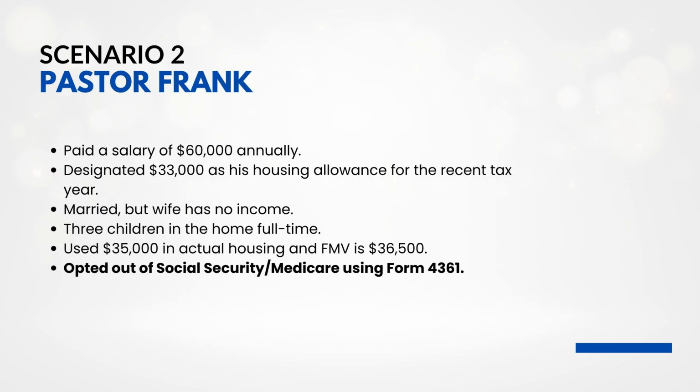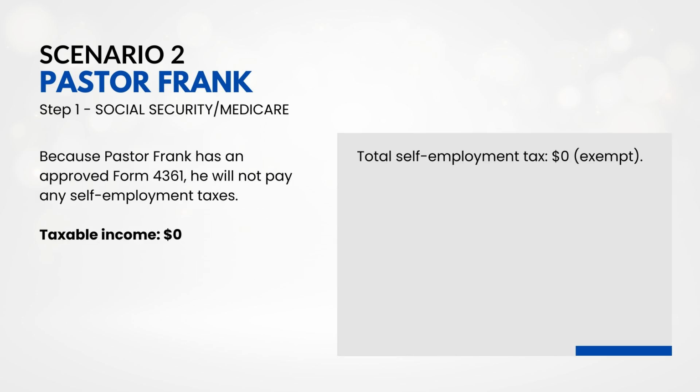Now let's look at a second example. Pastor Frank has the exact same situation as Pastor Allen, except he opted out of Social Security and Medicare by submitting a Form 4361. In step 1, where we calculate the Social Security and Medicare tax owed, Pastor Frank would indicate that he's exempt from Social Security and Medicare, so his taxable amount would be zero, and his self-employment tax would be zero as well.